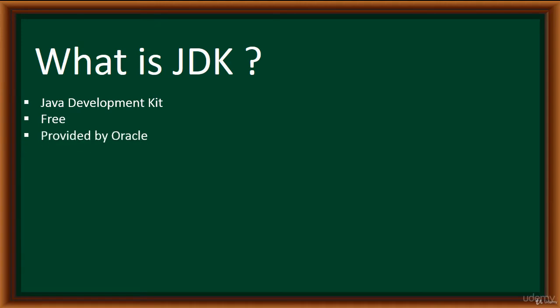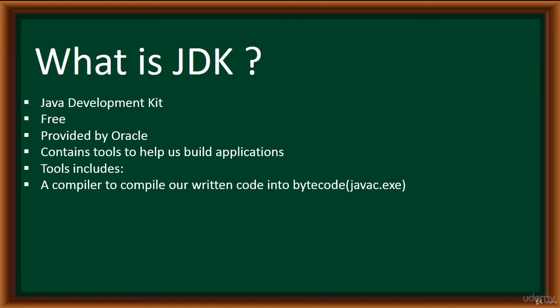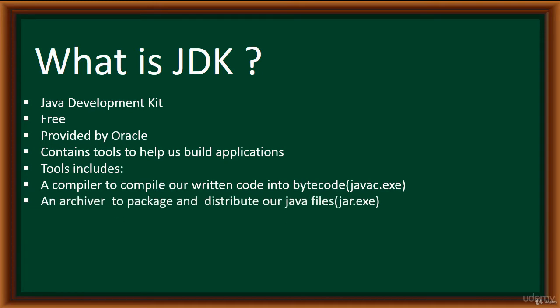It contains various tools that help us build applications. The tools include a compiler. A compiler basically helps us to compile our written Java code. The compiler is known as Javac. That's actually the Java compiler. It also consists of an archiver, which helps us to package and distribute our Java files. The archiver is known as jar.exe.